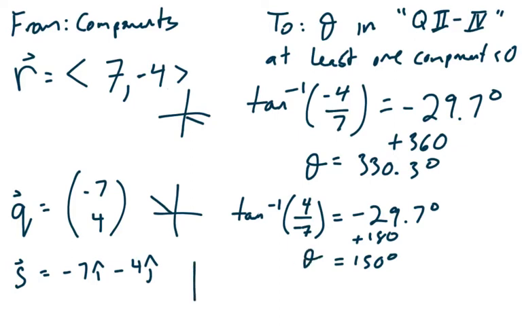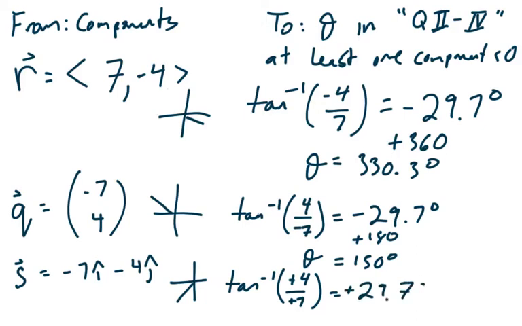Now S is in Q3, so setting up the inverse tangent would be negative 4 over negative 7, which would make both of these positive, so we would end up getting a positive 29.7 degrees. But because it's in Q3, with the reference angle, you'd have to add 180 degrees. So that would be 29.7 plus 180 this time, and that would get you 209.7 degrees.